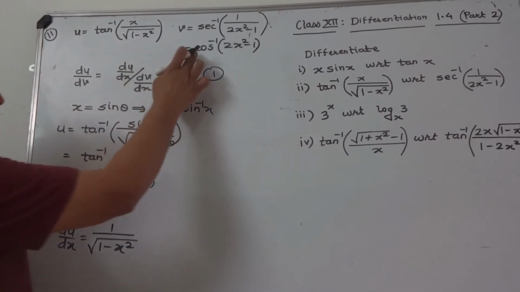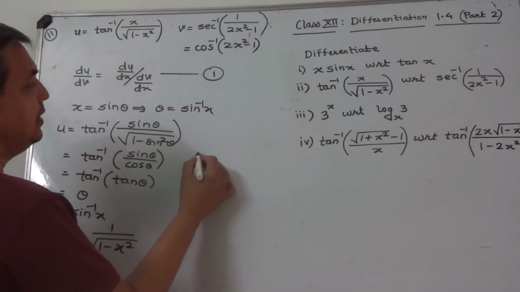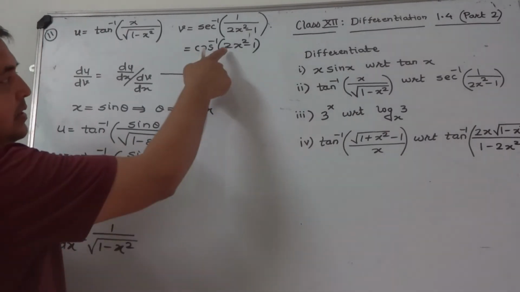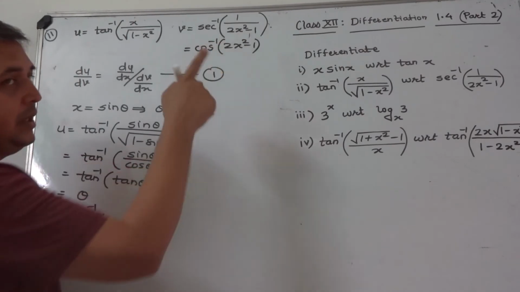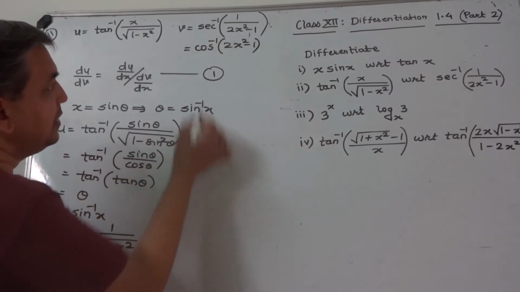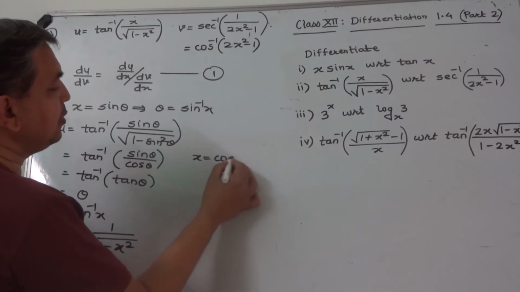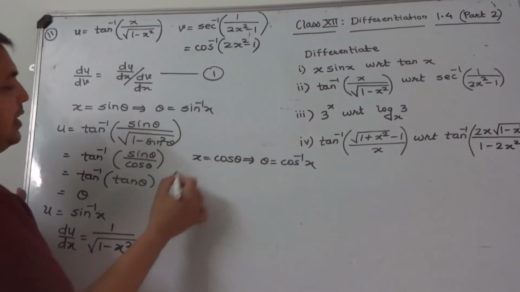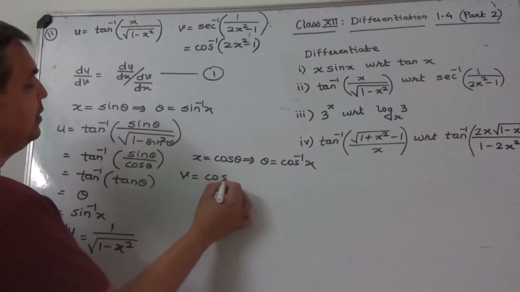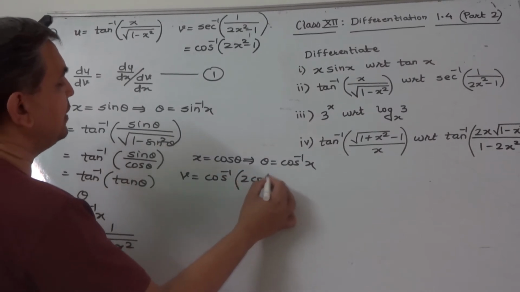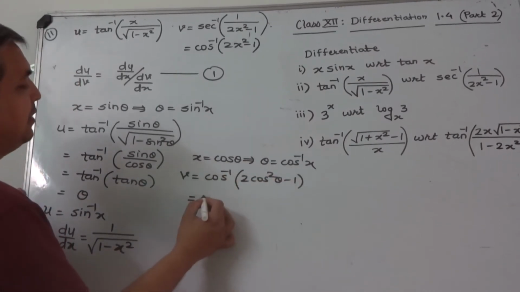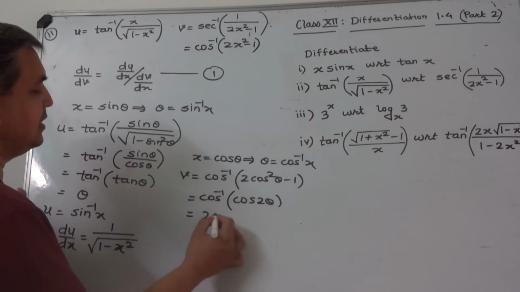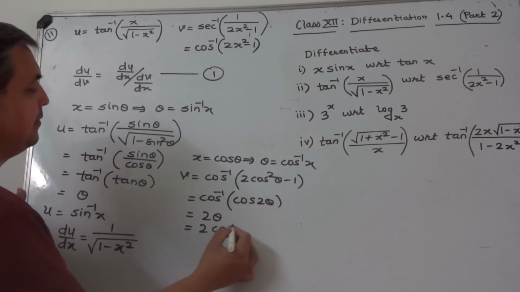We move on to the second part. What substitution will we use here? If we recollect trigonometric identities, 2 cos square theta minus 1 is cos 2 theta. So here I have to put x equal to cos theta, which will give theta equal to cos inverse x, and the problem becomes v equal to cos inverse of 2 cos square theta minus 1, that is equal to cos inverse of cos 2 theta. Cos inverse cos gets cancelled, so it is 2 theta, that is 2 times cos inverse x.